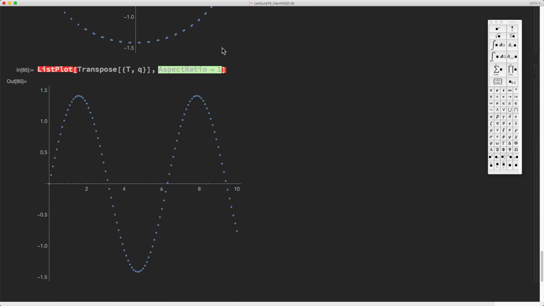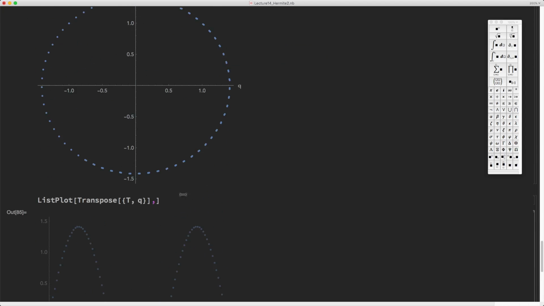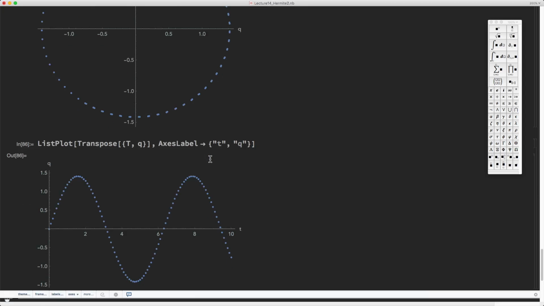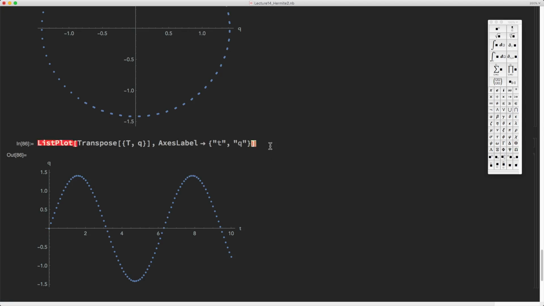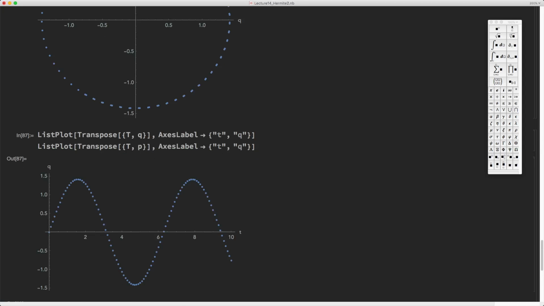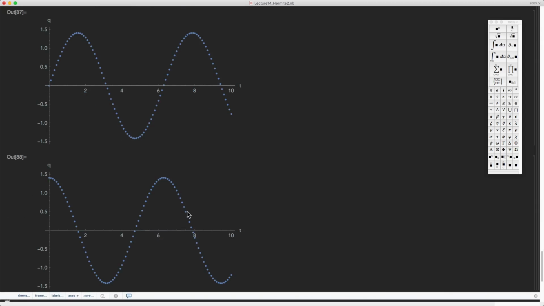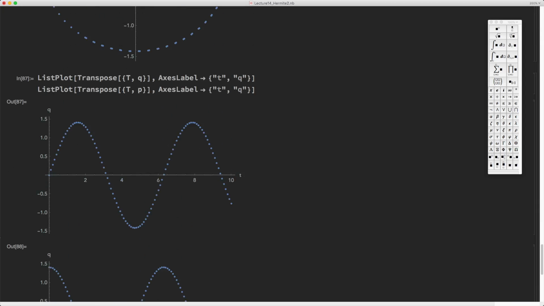Okay, we don't quite need that aspect ratio to be 1, but we need axis labels. So for axis labels, let's use T and Q. So this is what Q looks like. And it looks sinusoidal, as you would expect. And the momentum looks like a cosine. So the solution looks correct.